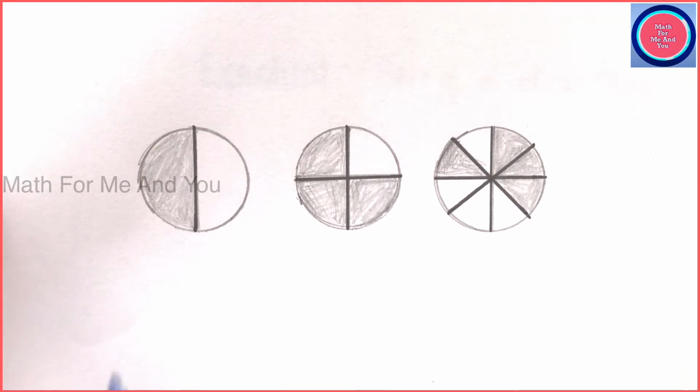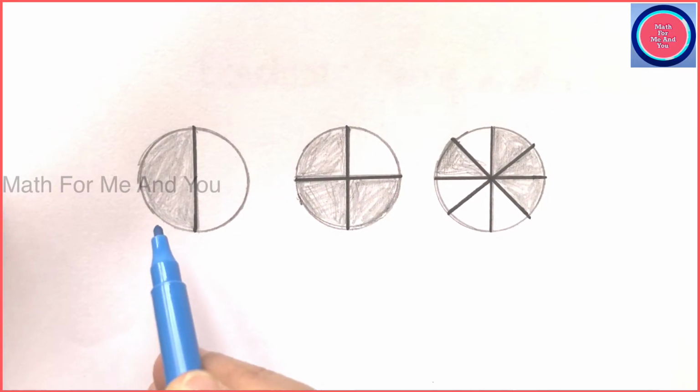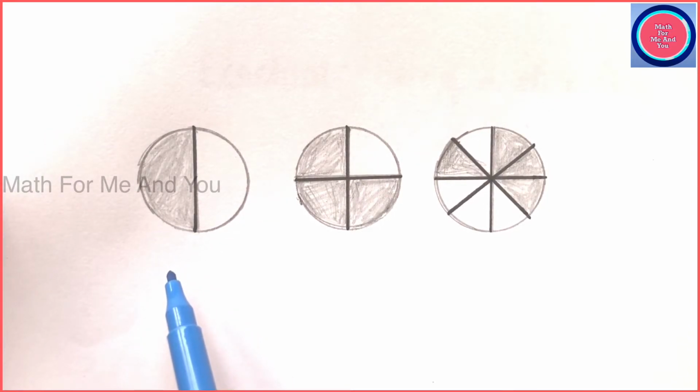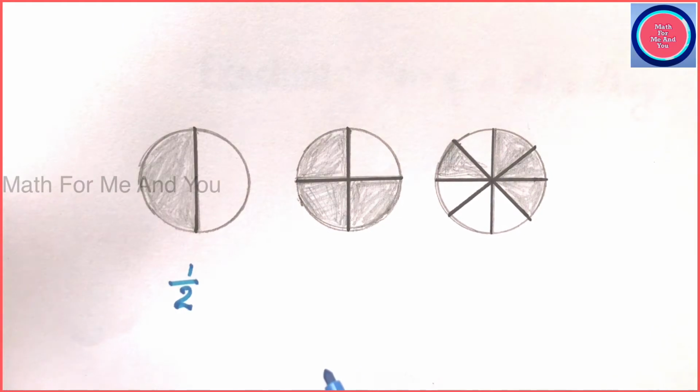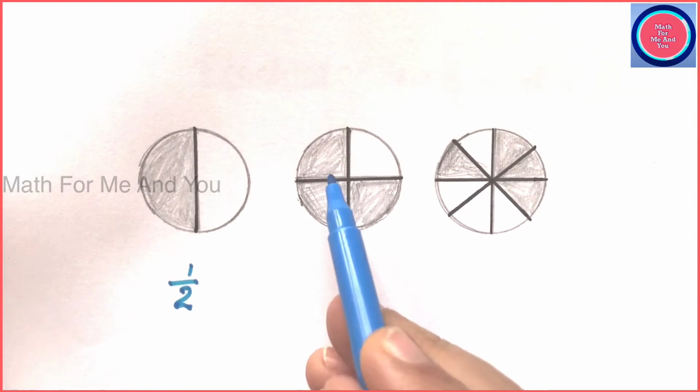Look at the first picture. We can see a circle cut into two parts and one part is shaded. So we can see how many parts shaded? One part. Total how many parts? Two parts. So we can write this as part number 1/2. That means half of its portion is colored.